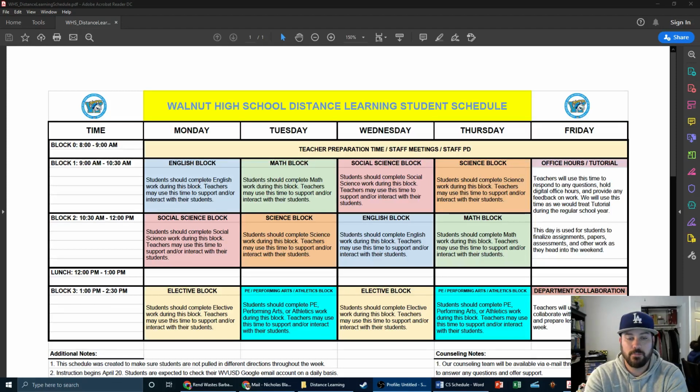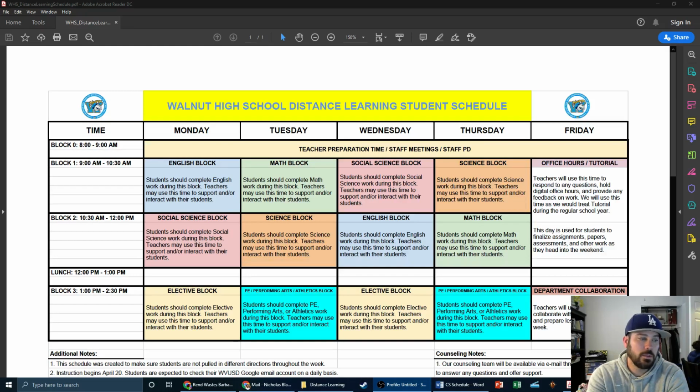Students starting when we come back from spring break on April 20th until the end of the year. The schedule looks like it's a little bit less than what we would normally see during the week. Obviously, we don't want to overwhelm the students, and also we don't want teachers to have to teach every period. So the compromise that they made is they separated all the classes by subject. You can see there's English block, math block, social science, science, electives, and then performing arts, athletics, and PE.